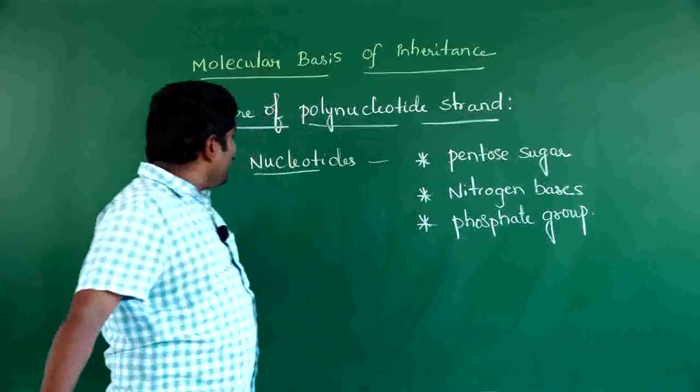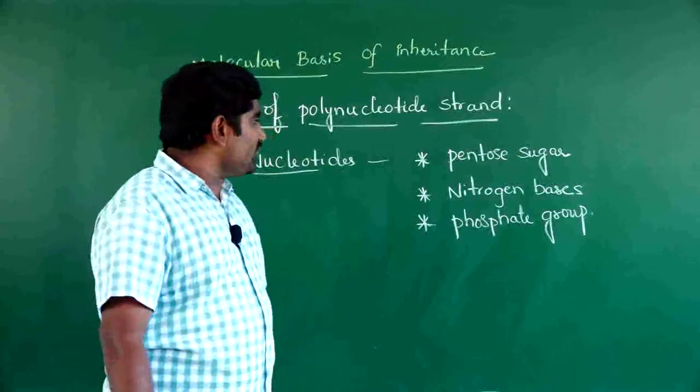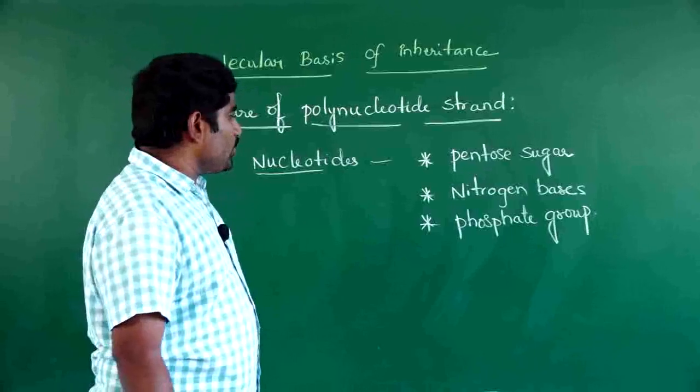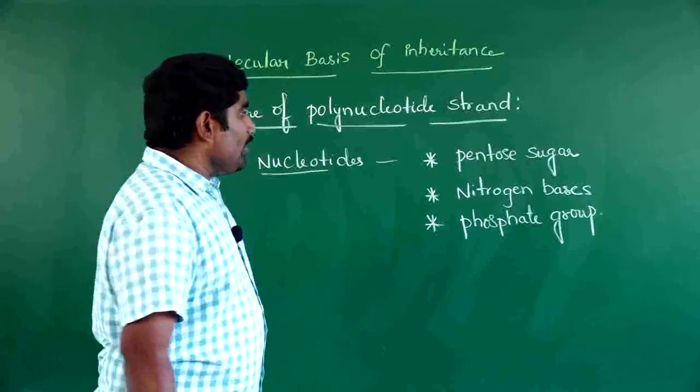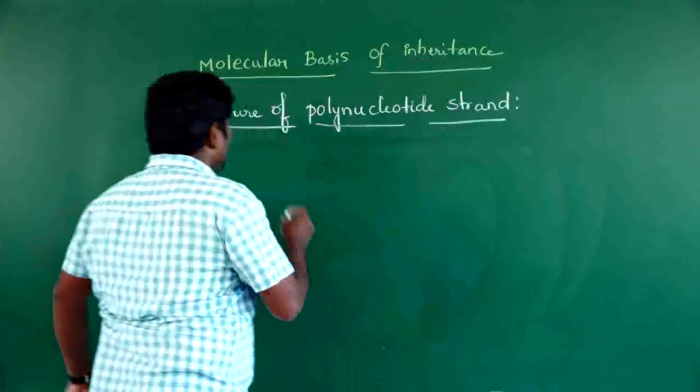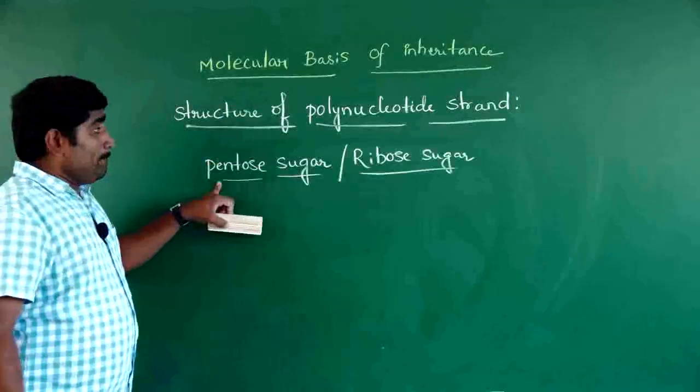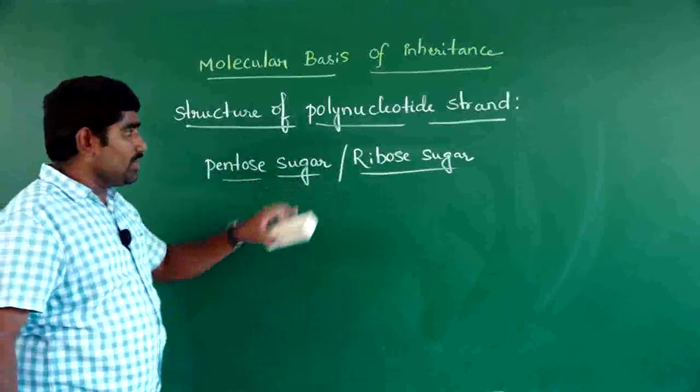There are three components of nucleotides. The first one is pentose sugar, the second one is nitrogen bases, and the third one is phosphate group. Now let us see the pentose sugar. Pentose sugar is also called ribose sugar.